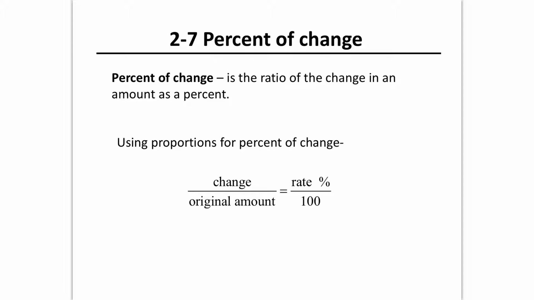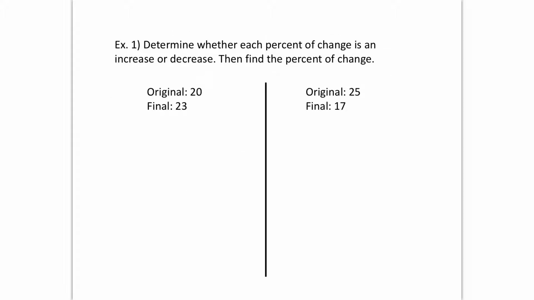So let's look at an example of how to use this proportion so we can find the rate of change. Keep two things in mind though. The change can be an increase or a decrease. So the amount can go from 20 to 23, or it can go down from 20, let's say, to 15. So let's look at one example. So we have this example here, and we want to determine if it increased or decreased the amount and what is the percent that is changed. So from 20, which is the original amount, it went up to 23. So right away, we know that's an increase. Over here, from 25, it went down to 17. So we know that's going to be a decrease.